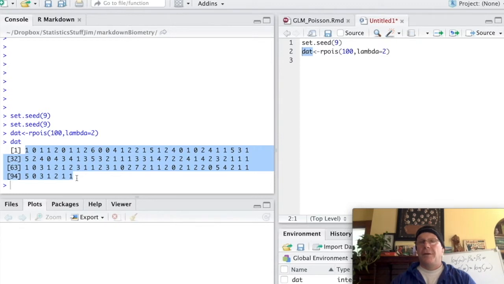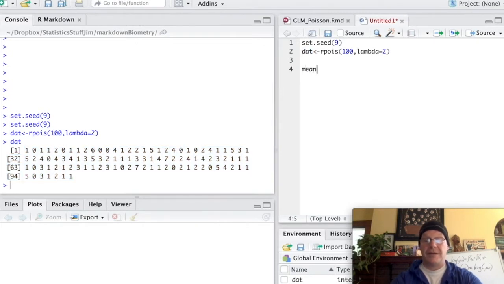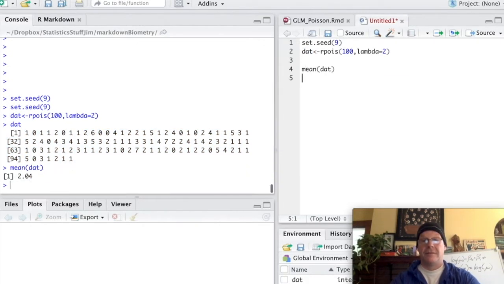And we know that if we wanted to estimate the parameter lambda based upon those data, all we would do is take the mean of dat, and that would be our maximum likelihood estimate for the parameter lambda. And again, since we simulated this data, we know that the true population lambda is 2. Based upon our sample of 100 individuals, our maximum likelihood estimate for the parameter lambda is 2.04. And of course, the law of large numbers would apply here. If we took thousands of samples, we'd get closer and closer to that true value of 2.